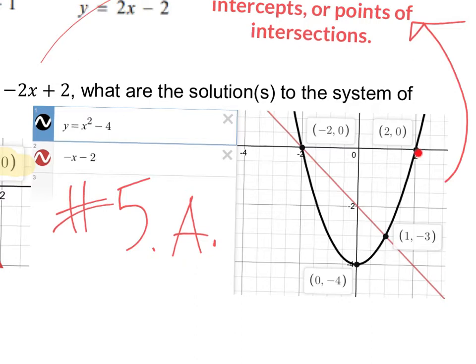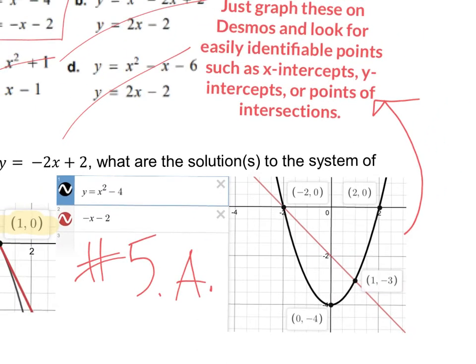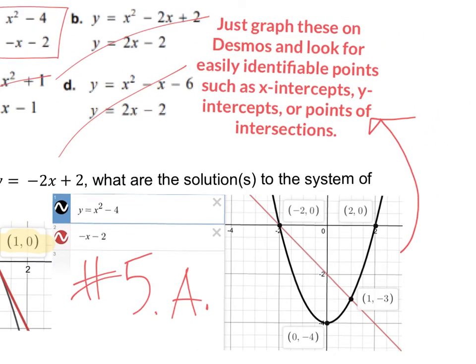Here are the x-intercepts at 2 and negative 2, and look, they intersect there. I have a y-intercept at negative 2 and another one at negative 4. And then, yeah, they do intersect at 1, -3 in this answer choice. So all these other points were the same, so I can gather that 1, -3 was a good estimation. So yeah, that's why number 5 is A. That's pretty much it. Just look for points that are easily identifiable, such as x-intercepts or y-intercepts or points of intersection.